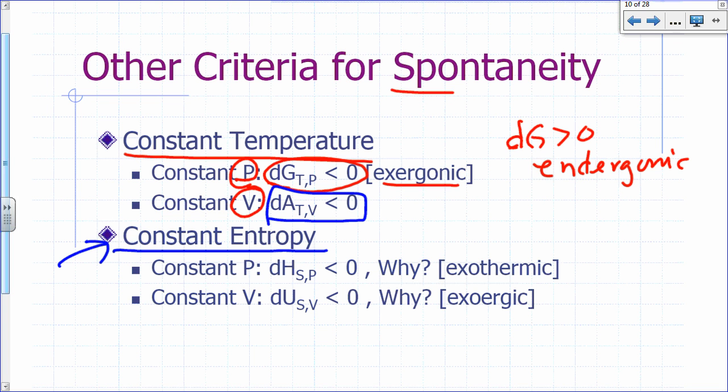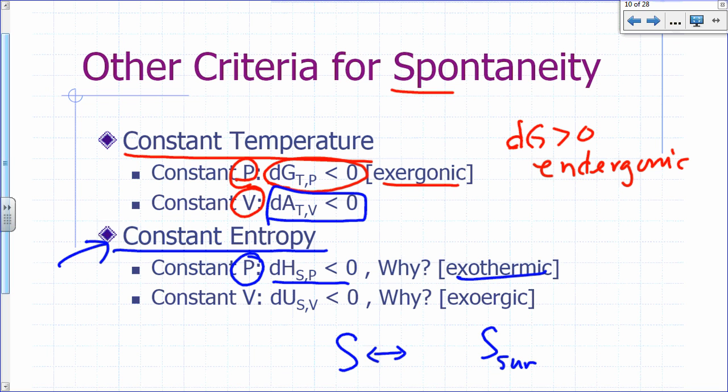But if entropy happens to be constant, the condition is if S and P are constant, if the pressure is also constant, then delta H must be negative. You'll have an exothermic reaction. Why should delta H be negative if entropy is constant? If the entropy of the system remains the same, what happens to the entropy of the surroundings? For a spontaneous process, the total entropy must increase, right? Second law of thermodynamics. So total entropy must increase.